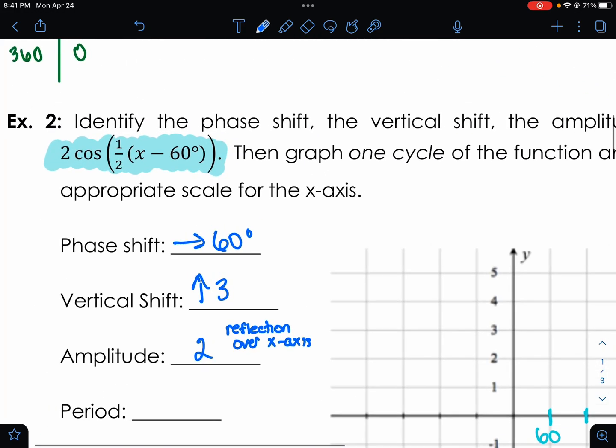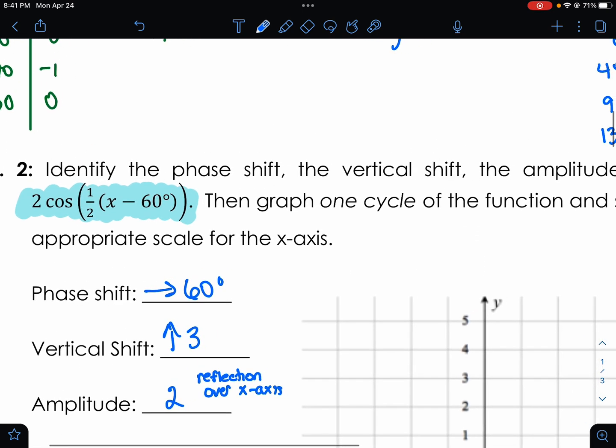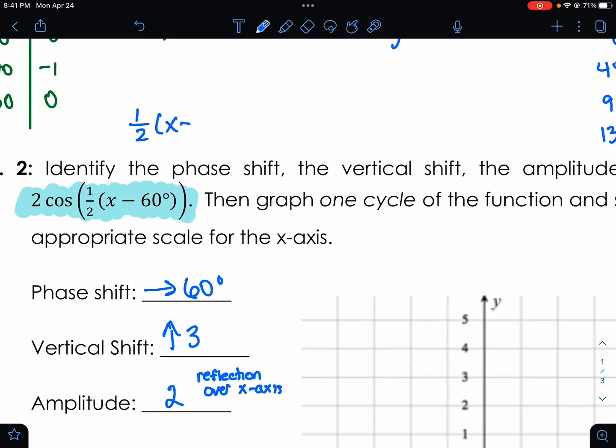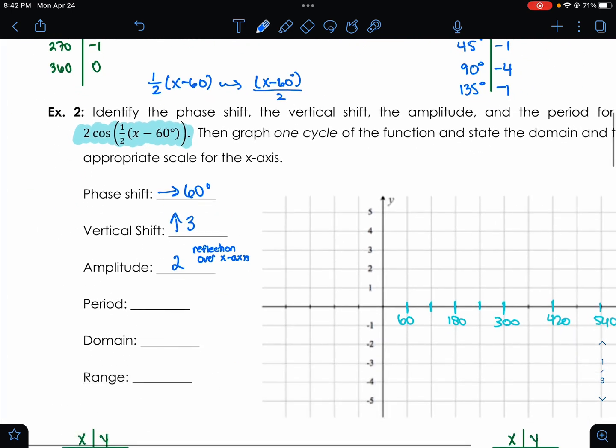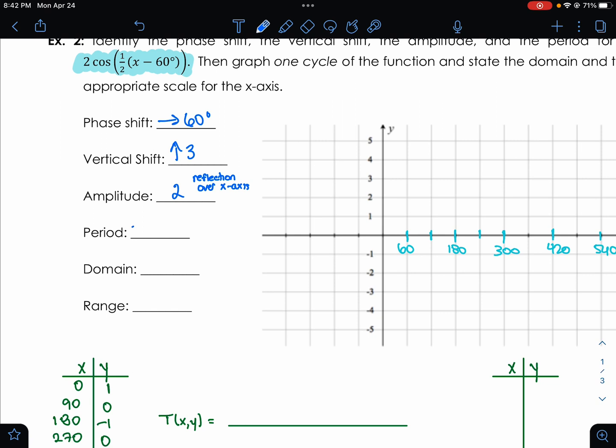And so again, if we look at this, we have 1/2 times x minus 60. Another way to write that is x minus 60 degrees divided by 2. So you notice we are dividing by 2 in the equation. And since x always lies, that means we're going to multiply by 2 here. Since the period of cosine is normally 360 degrees, we're going to multiply by 2. That gives us 720 degrees. So this cosine function in this graph is going to be stretched out horizontally. The domain is still negative infinity to infinity.